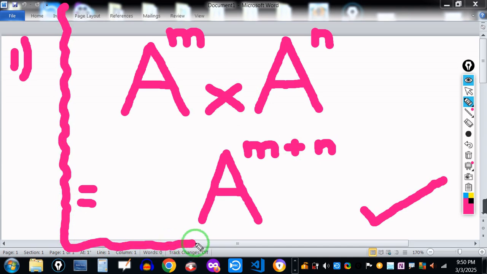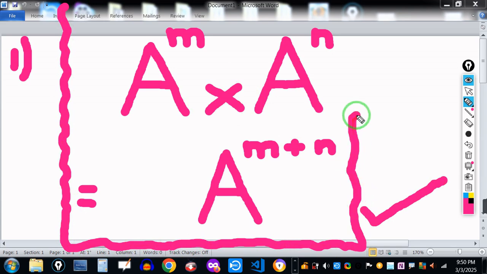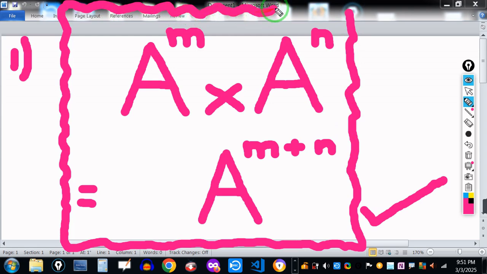Okay? So this thing must never ever be forgotten. If this thing is forgotten, then you know what the result will be. Okay? No offense, but you will know. So don't ever forget this. Law number 1 of INDICES. Done. Very easy.